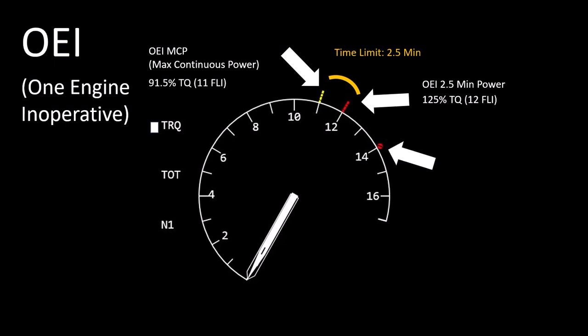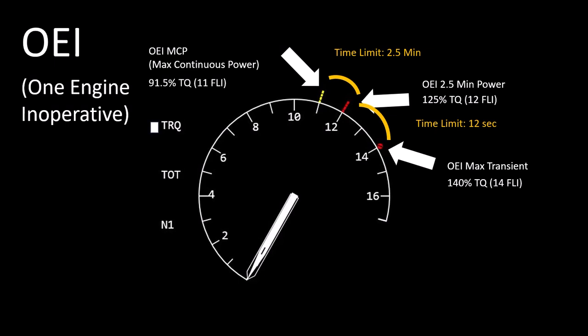And then finally, right down here, we've got our OEI max transient. It's 140% torque or 14 FLI. And there is a time limit with that as well. It's 12 seconds, just like the other transients. You can exceed that 125% torque for a very short period of time, up to 140% torque, and you can only do it for 12 seconds. And I'm pretty sure the RFM says that both of these transients should only be accidental. You shouldn't be going into that range deliberately.